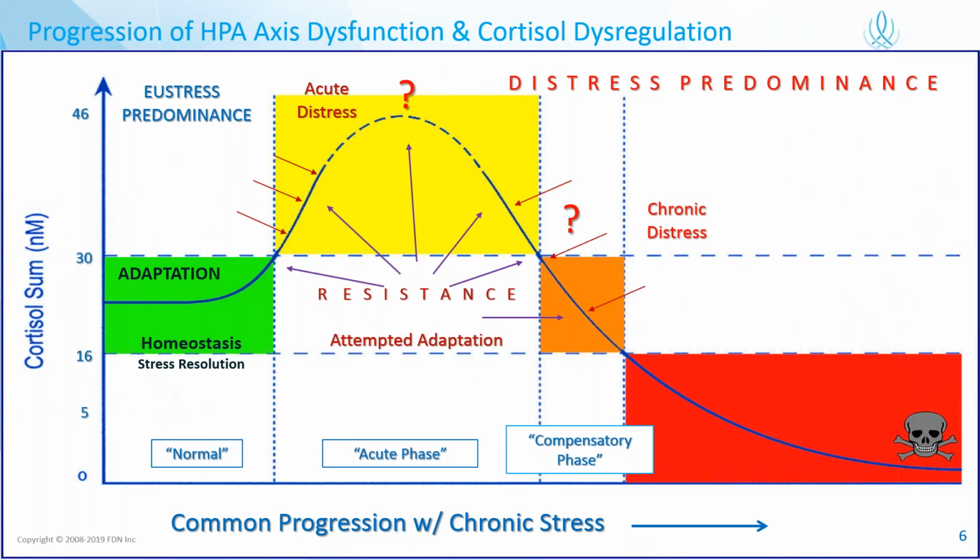Here under long-term chronic distress, the body is still resisting, but it just can't do it as well as it used to. We call this a compensatory phase. This is not stage 1, stage 2, stage 3 adrenal fatigue. This is a compensatory phase that all the stress responses in the body are going through. That is why we call it HPA axis dysfunction and cortisol dysregulation, because you just can't consider it adrenals. More on that in just a minute.